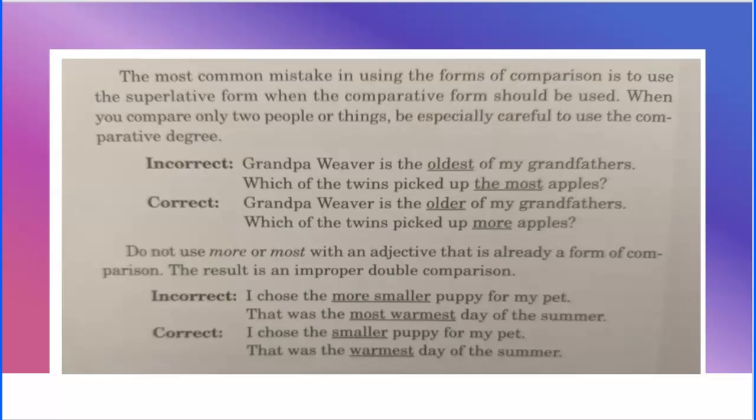The most common mistake in using the forms of comparison is to use the superlative form, so using the est. So here's an example. Grandpa Weaver is the oldest of my grandfathers. Well, most people only have two. Some people have more because of family situations. But instead, we're going to assume there are two. Grandpa Weaver is the older of my grandfathers because there's generally only two.